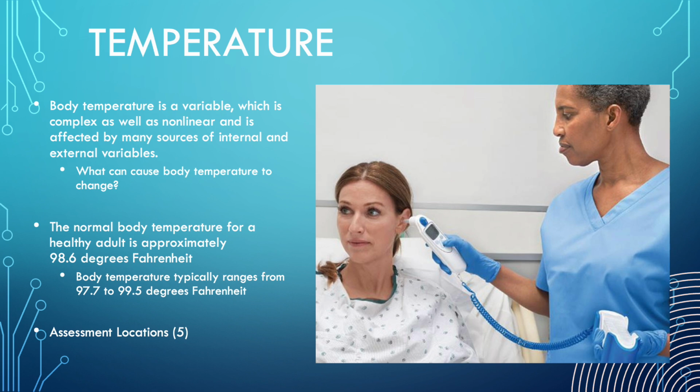Our normal body temperature for a healthy adult is approximately 98.6 degrees Fahrenheit, but this can typically range from 97.7 to 99.5 degrees Fahrenheit. There's also some variability based on where you're taking the temperature or the assessment location, and we'll be talking about those coming up.